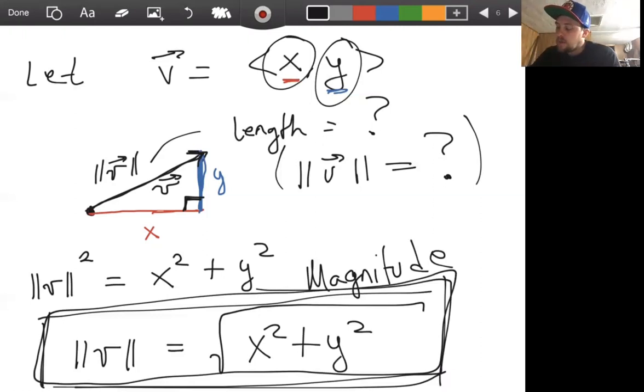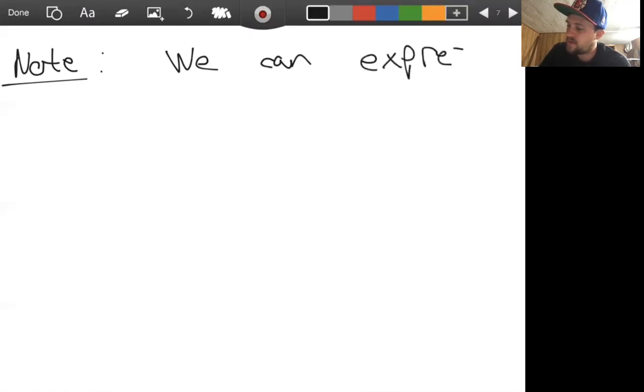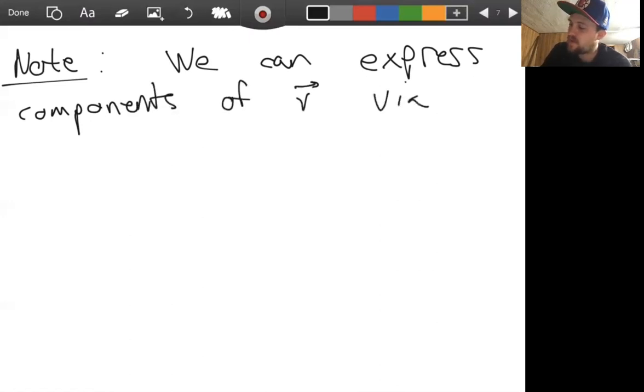So there's a remark I want to make about magnitude here. If you think about a force, let's think if we were applying our understanding of vectors to a force, and we don't know per se the x and y components. Say we don't know this vector's orientation in space, but what we do know is its magnitude. We know how many newtons of force we're applying, say. So we can express components based on magnitude. So that's the note I want to make. We can express components of v via the magnitude.